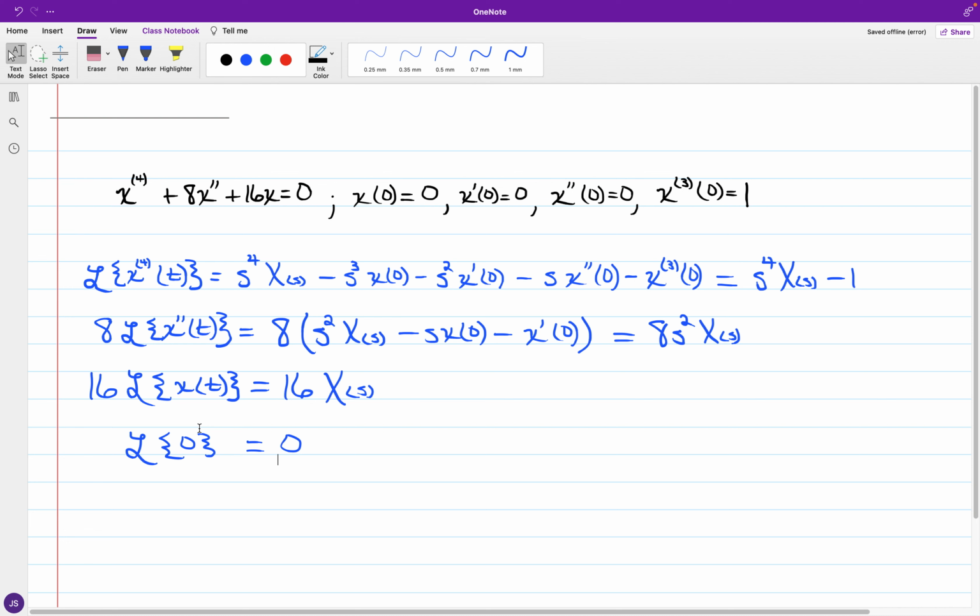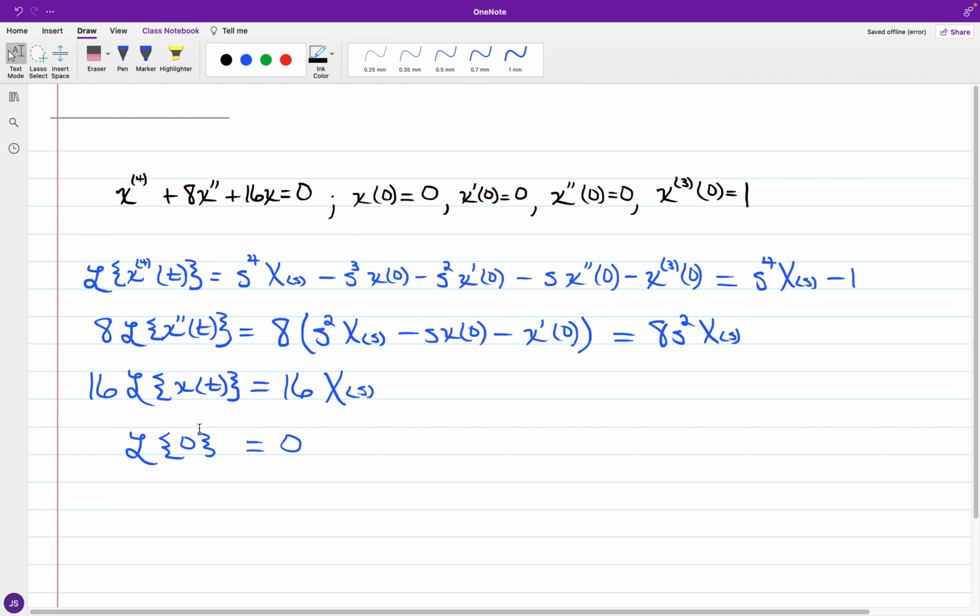Okay, for this fourth order differential equation, if we translate what we have in terms of Laplace transforms, now we have the initial conditions: x of 0, x prime of 0, and x double prime of 0 are all negligible, but x triple prime of 0 is equal to 1.